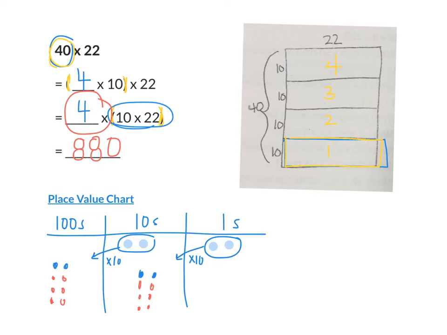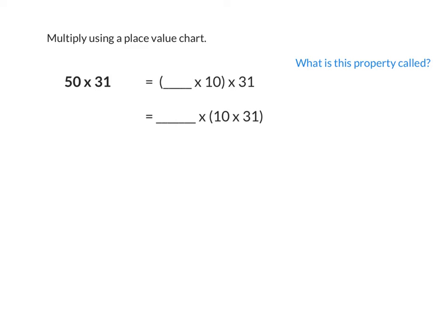880. What we did here is we used the associative property to break apart the factors and then multiply by a factor of 10 first and then multiply by the other single digit. Do you guys see that? Let's use those same steps to try another problem. This time we're doing 50 times 31.